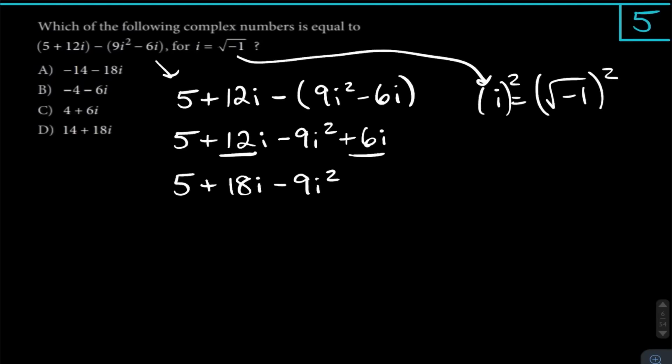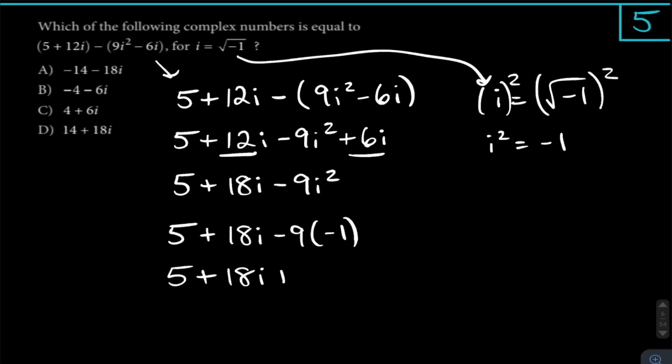And just like we did in the last problem with the square roots, the square root here is going to cancel out with the square. And so i squared is actually going to equal -1. You can just tell that from the equation they give you in the problem for i. And so we substitute that in, we get 5 plus 18i minus 9 times -1, and that's just a plus 9. So our final answer here is going to be 14 plus 18i. And that right there is answer D.